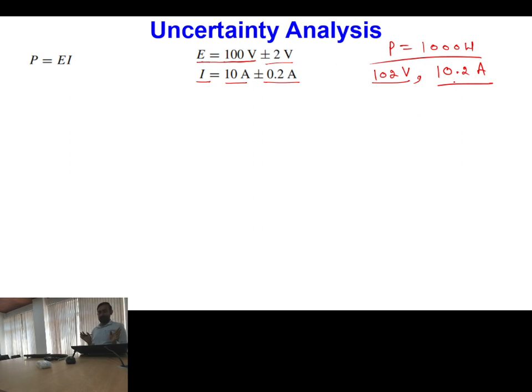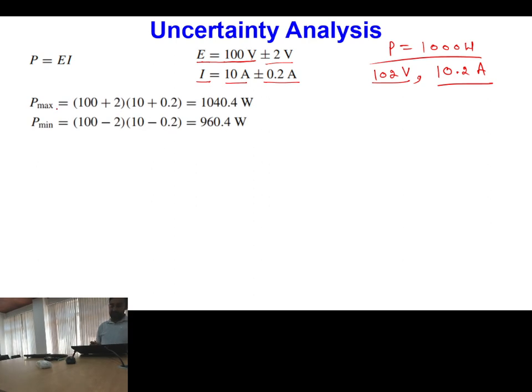So one thing can come to my mind: if I simply multiply the maximum positive deviations of all the independent parameters and use these in the final formulation of power, that gives my maximum deviation in power. Similarly, I can take the smallest value considering the negative deviations in the measurement of individual quantities, and use these to calculate the output parameter. So the maximum power out of this will be, say, 1040.4 watt and 960.4 watt.